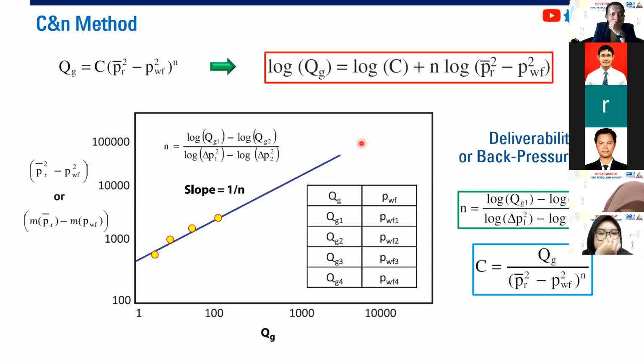Then you're almost there. You can calculate your n like this, and you can calculate your C by this formula. Okay, so this is actually the C and n method analysis, but we can obtain the data by doing some well testings.